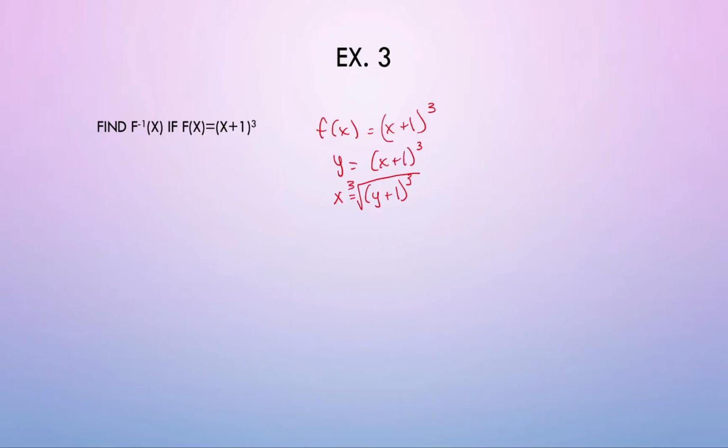So to undo that cube, we're going to take the cube root. So we get the cube root of x equals y plus 1, and then we're going to subtract 1. And so we're going to get y equals the cube root of x minus 1. And then we'll put that back in inverse notation. Instead of y equals, it's f inverse of x equals the cube root of x minus 1.